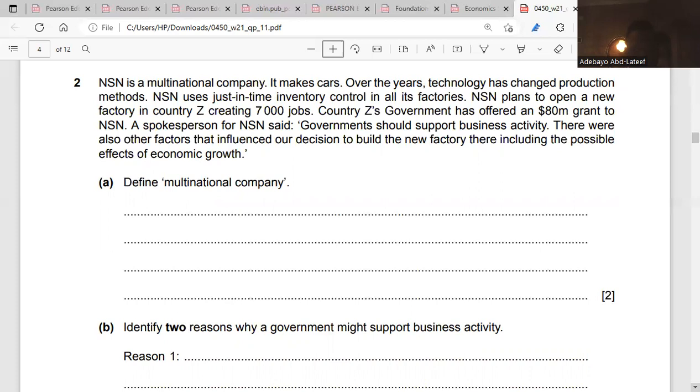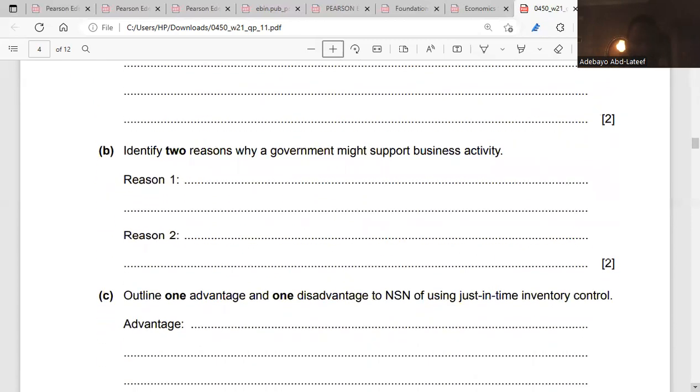Define multinational company. Multinational companies are companies that are set up in one country and operate all over the world, with different factories or offices across other countries.